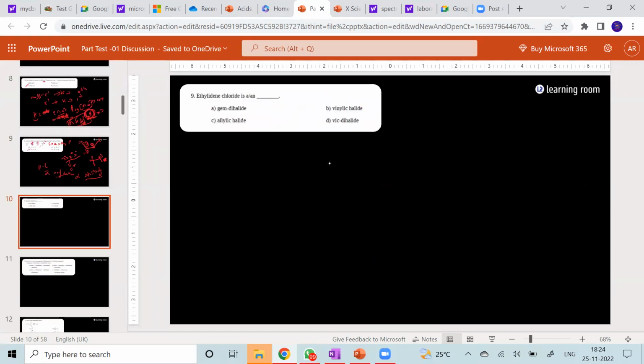Okay, ethylene chloride. Ethylene chloride is going to be, no, ethylene chloride is CH double bond CH, Cl and Cl. Okay, this is what is ethylene dichloride, ethylene chloride, right? Now you see that Cl is directly attached to the double bond carbon. So these kinds of structures are what are called vinylic structures.